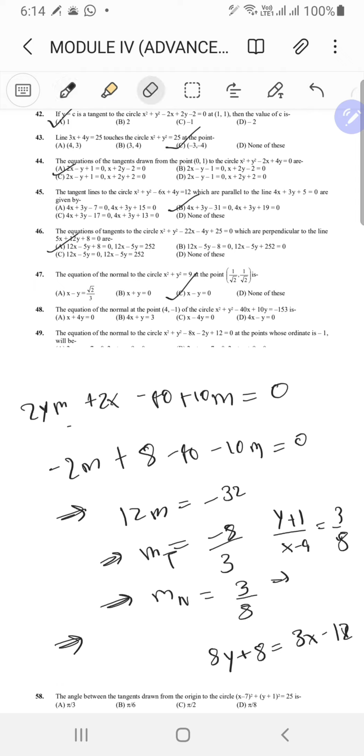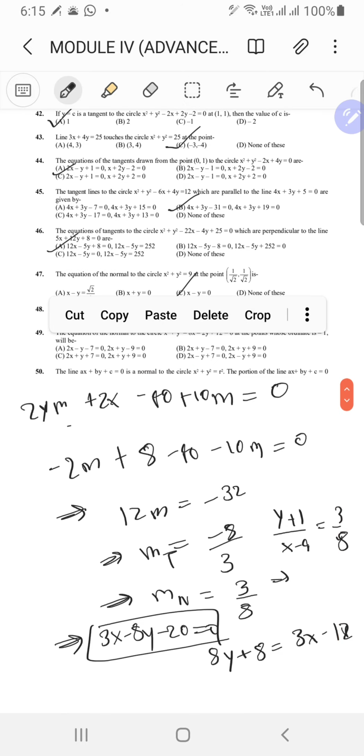This is not gonna work. 3x minus 8y, so -12 minus 8, that is -20, equal to 0. That's the equation. Is this the equation? No, it's not the equation. Oh no, wait, this question is different. Wait, but still it's not the equation.